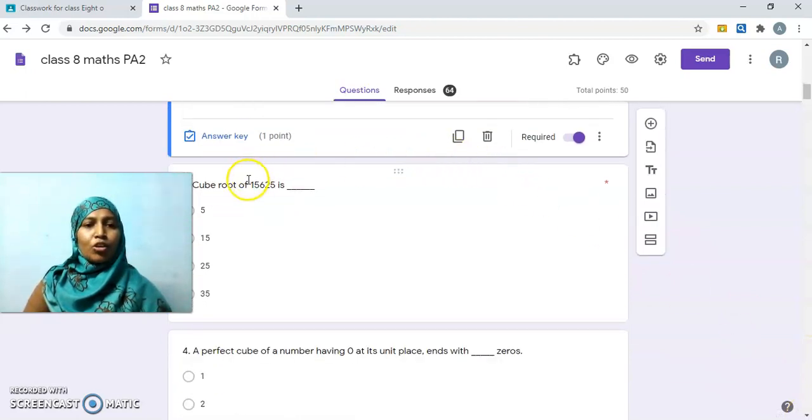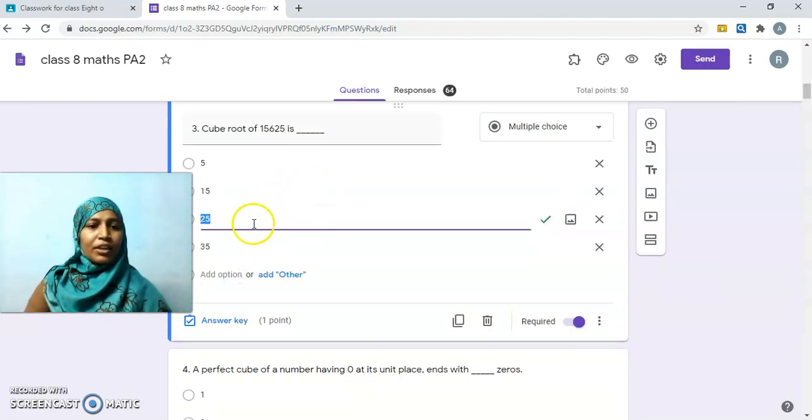Third question, cube root of 15625. Here you have to do prime factorization and find the answer. So what will be the answer? Yes, 25. 25 into 25 into 25, we have 15625.